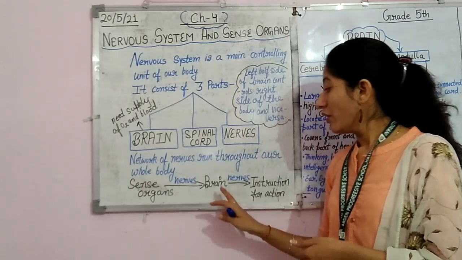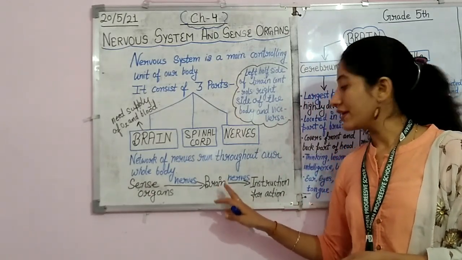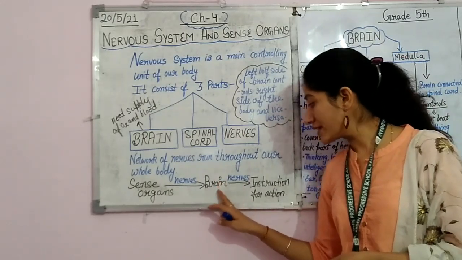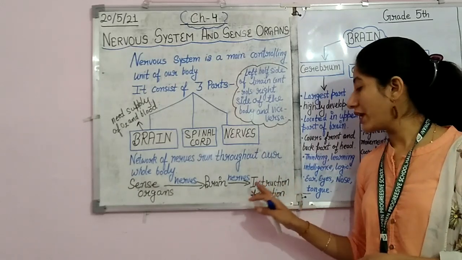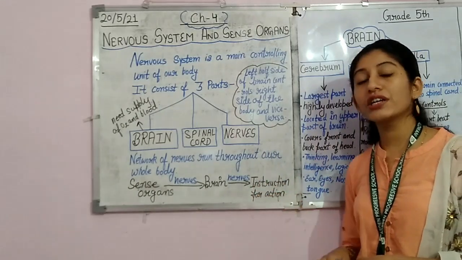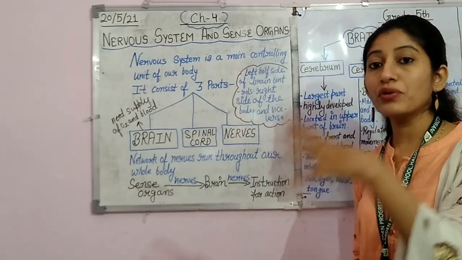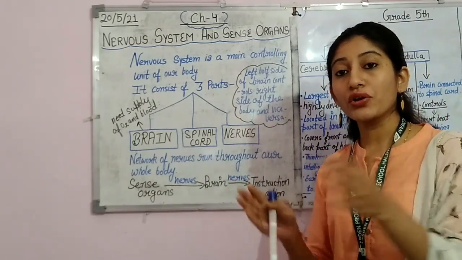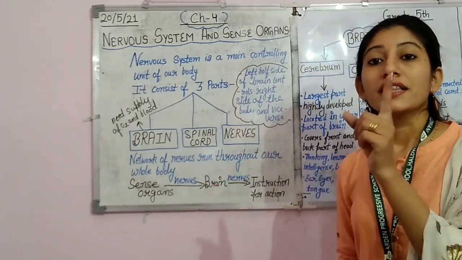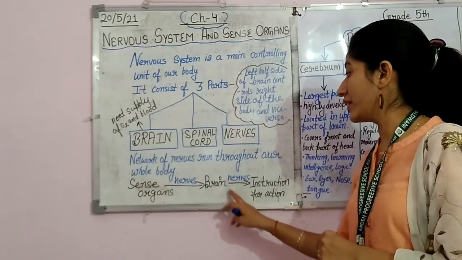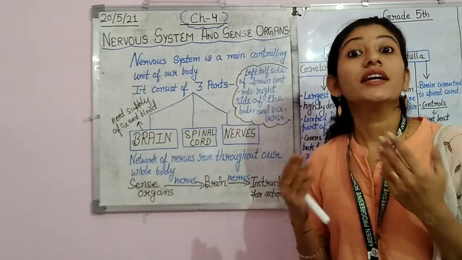So when the message has gone to the brain, the brain has taken the decision, and after taking the decision, the brain has given instruction for action. Now how will the brain give instruction for action, whether you have to take away your hand or still touch the utensil? So how will you come to know this? You will come to know this with the help of the nerve.